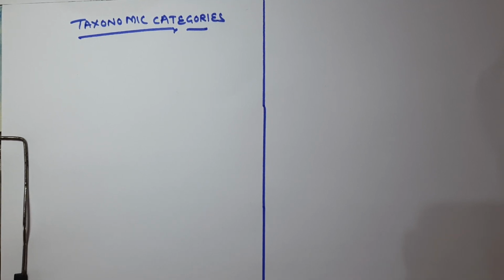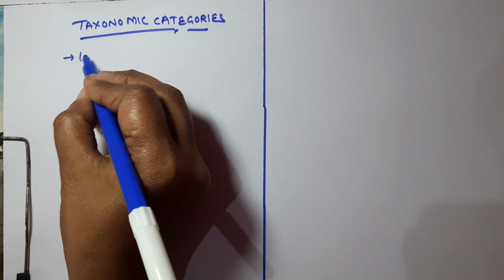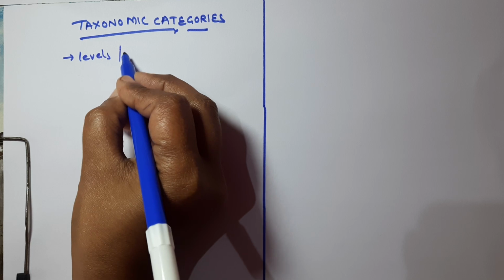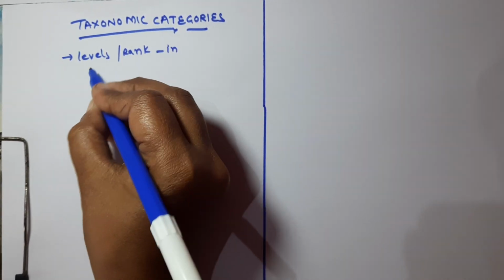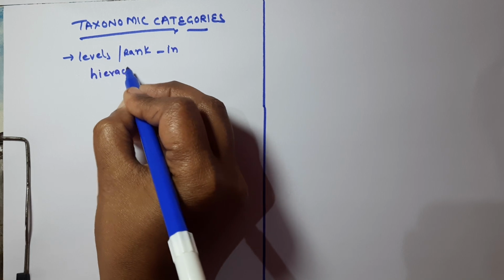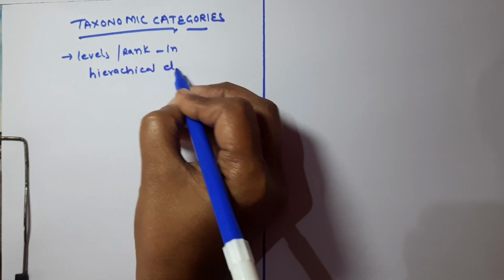Important topic, that is the taxonomic categories. So what are the taxonomic categories? These are the ranks or the levels in the hierarchical classification system. Okay, so these are the levels, we can say, or the rank in the hierarchical classification system.